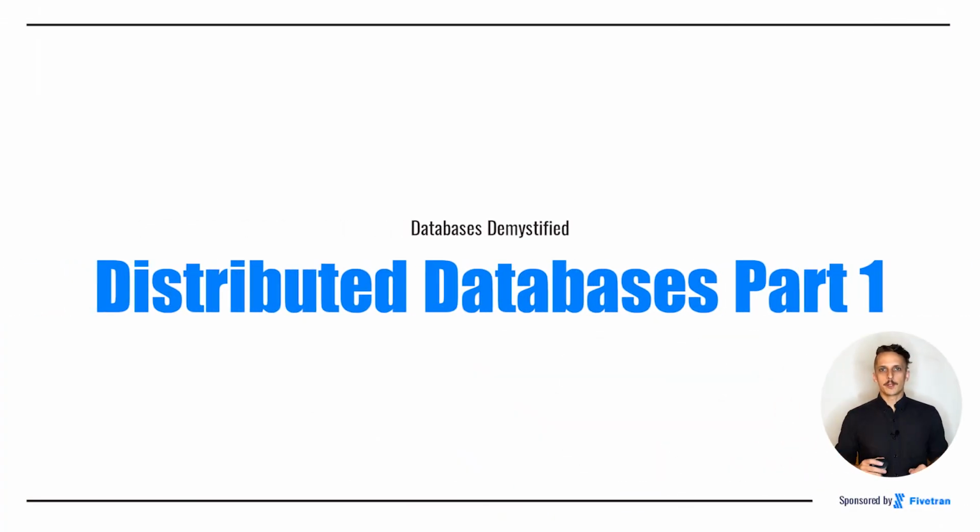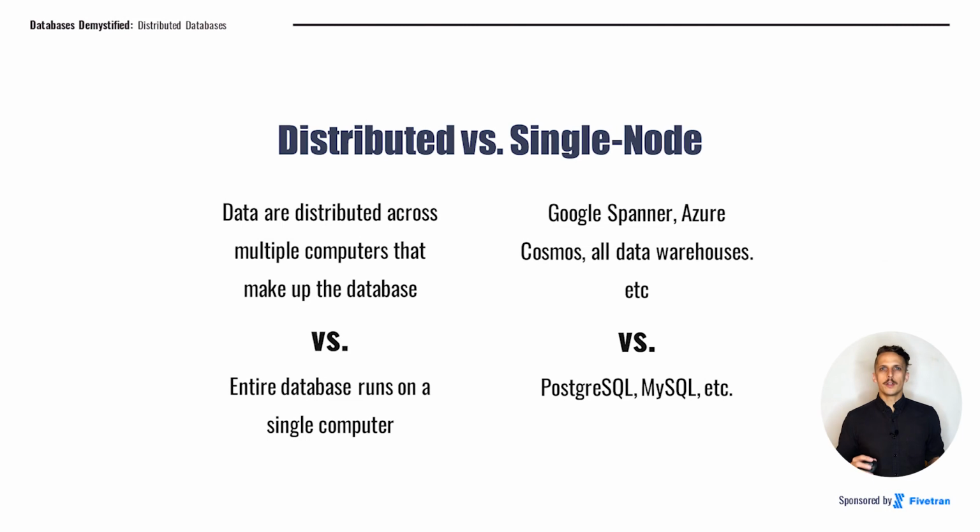Today is going to be the first part in a three-part series on distributed databases. This is a really important concept in databases and in computing in general. Today we're going to talk about why we need distributed databases and the two major paradigms that distributed databases are used for. In order to get you oriented, I want to talk a little bit about distributed and single-node databases and where you might have encountered these technologies before.